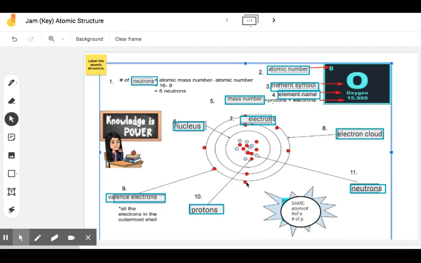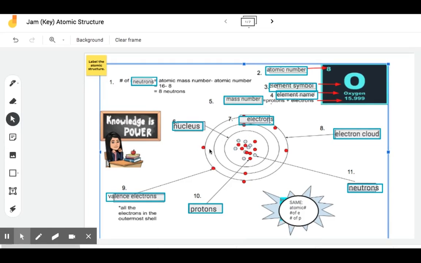So if we're going to count the number of electrons in the outermost shell, we have 1, 2, 3, 4, 5, 6. Those 6 electrons refer to the valence electrons of oxygen. And if you're going to look at the periodic table, oxygen belongs to group 16, which is the oxygen group, and that valence electrons is correct.